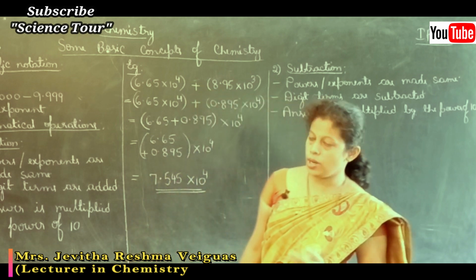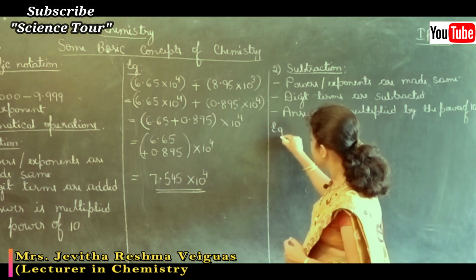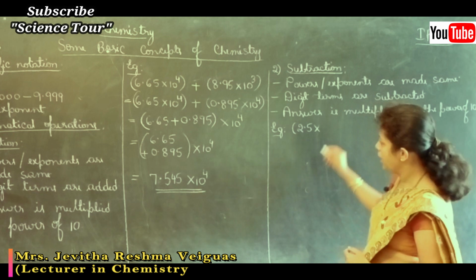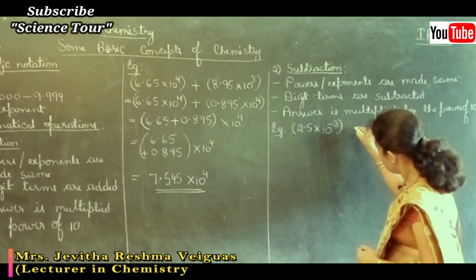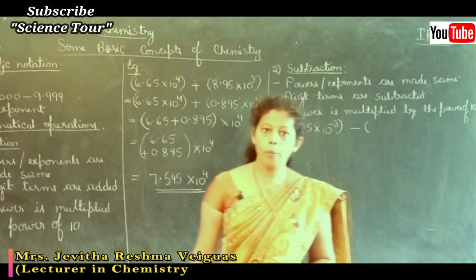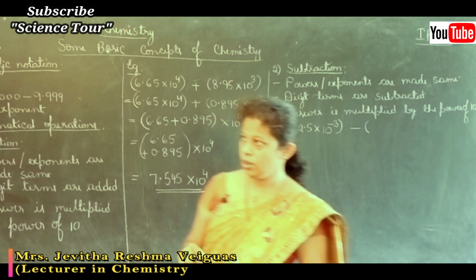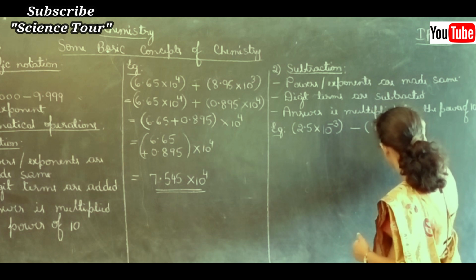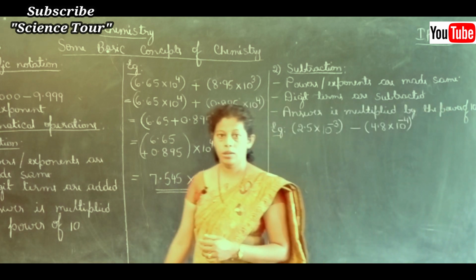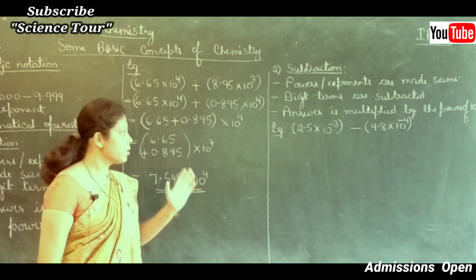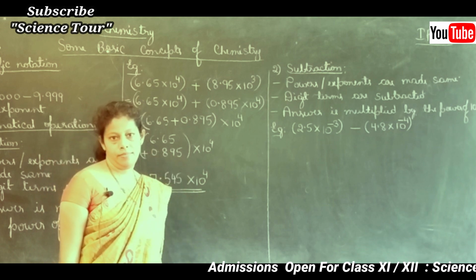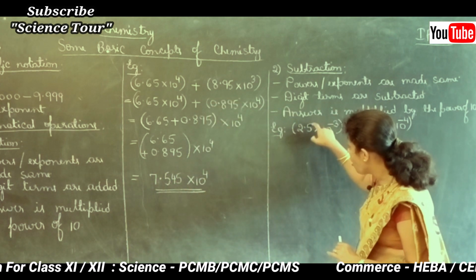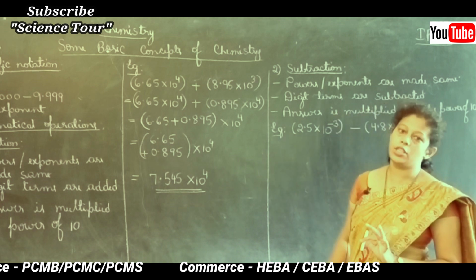Let's have one example. Let me take the numbers this way: 2.5 into 10 to the power minus 3 minus 4.8 into 10 to the power minus 4. Look at the numbers you have here. Here, powers are not same. Powers are made same by shifting the decimal point to the left side or right side in any one of the digit terms.